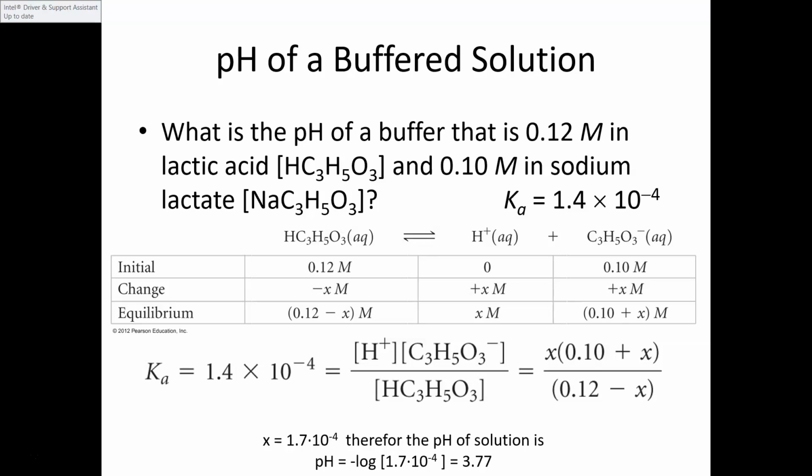Now, I don't know about you, but I'm kind of sick and tired of solving a quadratic equation every time we have to do an ICE table. And so what we're going to introduce is a new way of calculating pH for buffered solutions that doesn't require a quadratic. Now, you have to remember this only works for buffered solutions and not every solution.